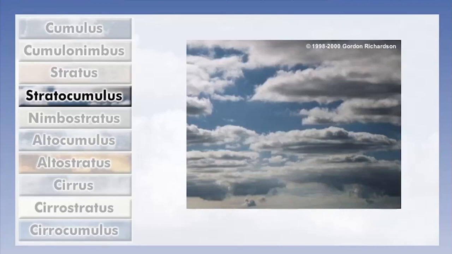Stratocumulus cloud is probably the most common form of cloud. It is a layered cloud of usually no more than 2,000 to 3,000 feet thick, but can be 5,000 to 6,000 feet deep on occasions. Its base can be as low as 1,500 feet or as high as 7,000 feet.